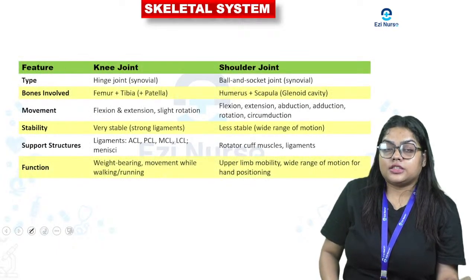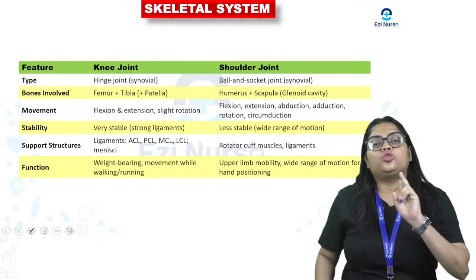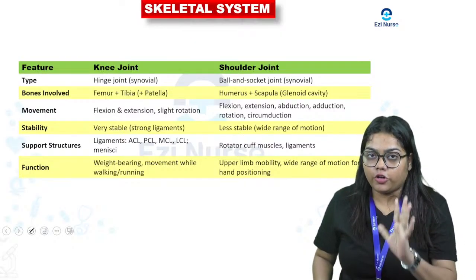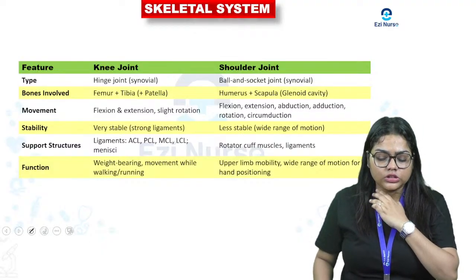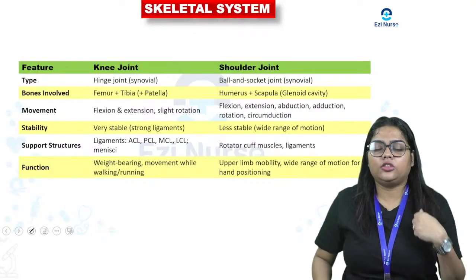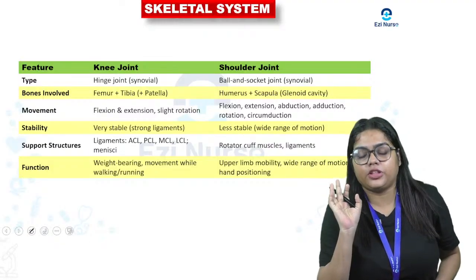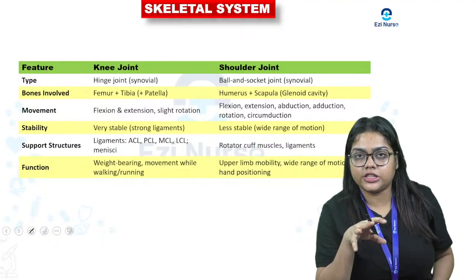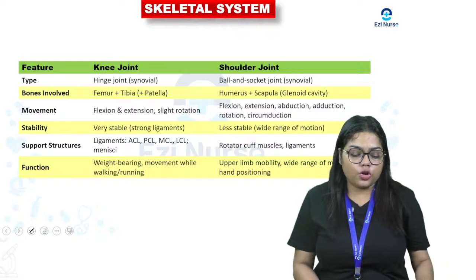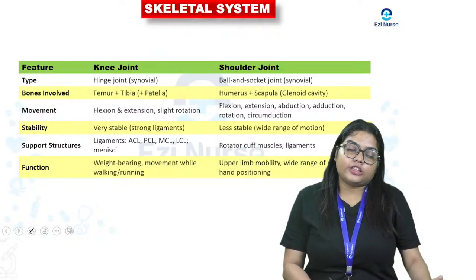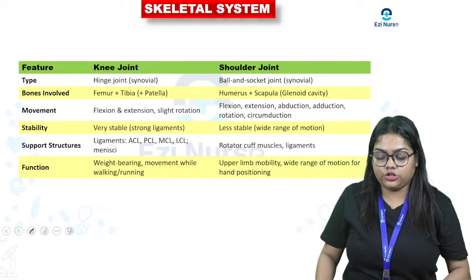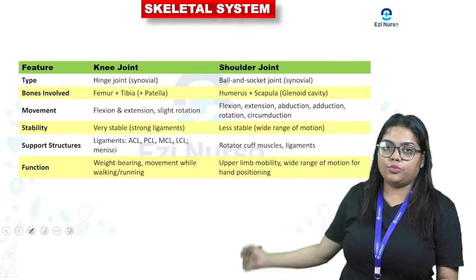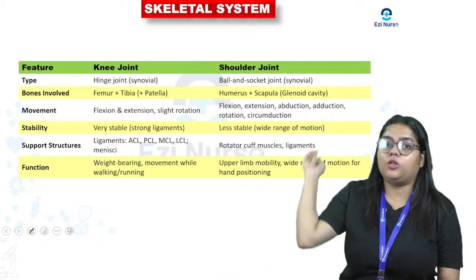Now let's discuss the joints. Two joints are very important for your exam, that is the knee joint and the shoulder joint. Sometimes you will be asked to differentiate between these two joints, so that's why I have mentioned them here. Let's discuss it. A knee joint is actually a hinge joint, whereas a shoulder joint is a ball and socket joint, because it can move almost 360 degrees.